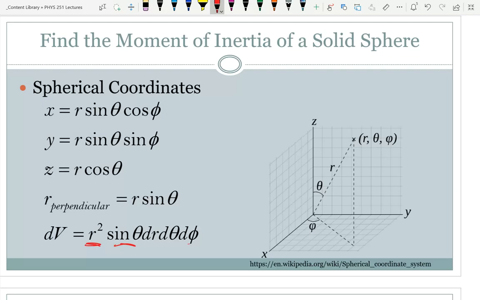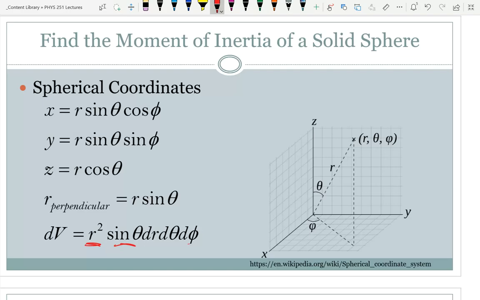Theta is the altitude angle. It's 0 degrees here, and then it goes down to pi. Phi is the azimuth angle. It goes from here all the way around, 2 pi. So phi has a limit of 2 pi, while theta has a limit of only pi, 0 to pi.